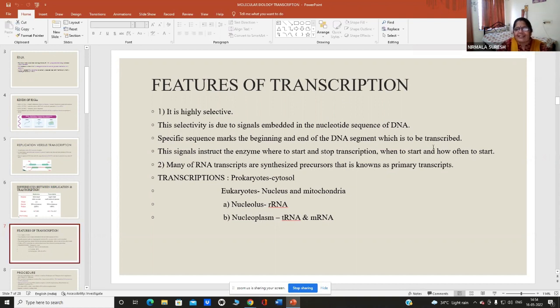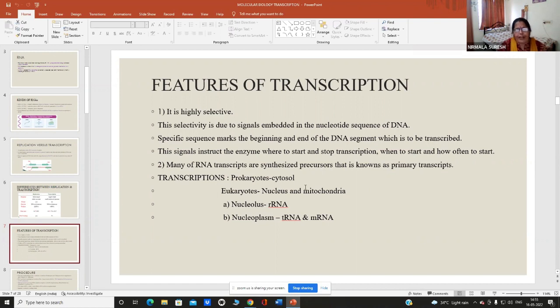Am I right, teachers? Here, they are promoter sequences and terminator sequences. Signals instruct the enzyme where to start and stop transcription, when to start and how often to start. This third point, when the transcription should start, depends on the physiological dynamicity of the cell or the requirement of the cell. Many of the RNA transcripts are synthesized as precursors, primary transcripts, which will undergo maturation. They will have exons and introns.